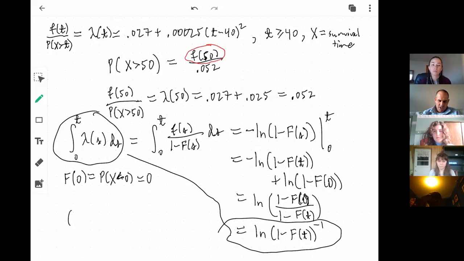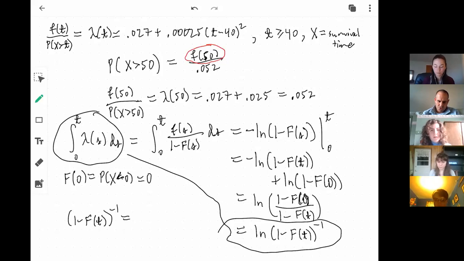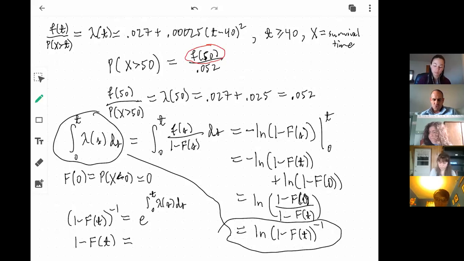Okay, so then we get that 1 minus f of t to the negative 1 is equal to e raised to this integral, whatever it is. Okay, this thing raised to the minus 1 is like 1 over that thing. So this is the same thing as saying that 1 minus f of t is equal to, I would just have to invert both sides. So this would be e to the minus this integral, the integral from 0 to t lambda of s ds.